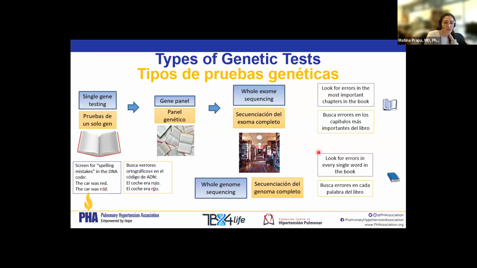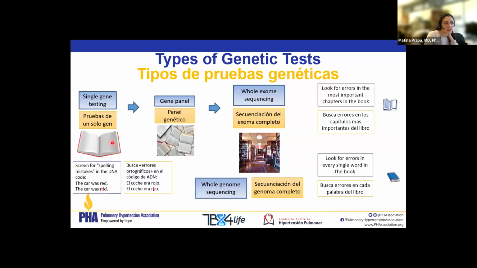And what type of genetic tests can we do? So we can do single gene testing. So if you think of genes like books, you open one book, for example, the BMPR2 gene, and you read the letters, all of them sequentially. And for example, you're looking for a spelling mistake, like instead of saying the car was red, it reads the car was red with a DD. And that sometimes is enough to actually not allow that gene to work properly and cause pulmonary hypertension. So it could be that subtle.